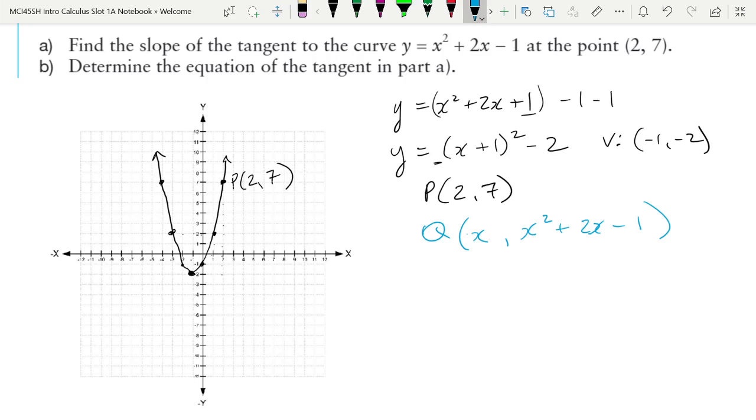So where's Q going to go? I don't know. You can put it wherever you like. It started down here maybe at x is 0. So there's Q. Oops, I didn't mean to put that in a bracket. There's Q with coordinates x comma x squared plus 2x minus 1. And I am looking for this secant line.